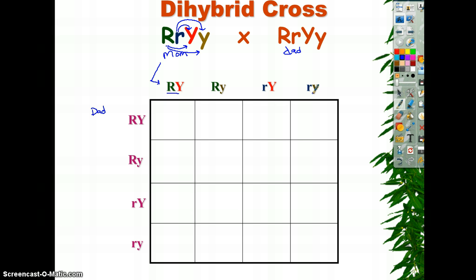If you ever are doing a large Punnett square and you see across the top or down the side that you put two of the same letter, it is wrong.